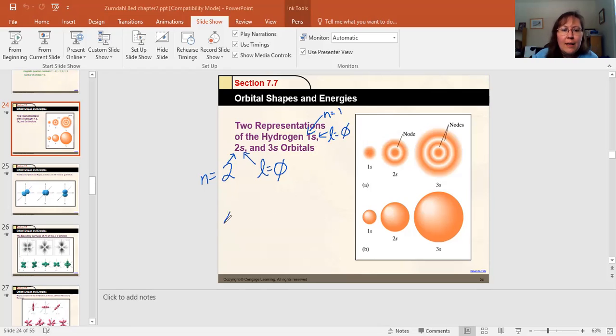So L equals 0 is an S orbital, and it looks like a sphere. You can kind of remember that because L equals 0 only has one m sub l value, 0. And there's only one orientation for a sphere in space. No matter what you do with it, it is still going to look like a sphere. It's not going to change its shape.